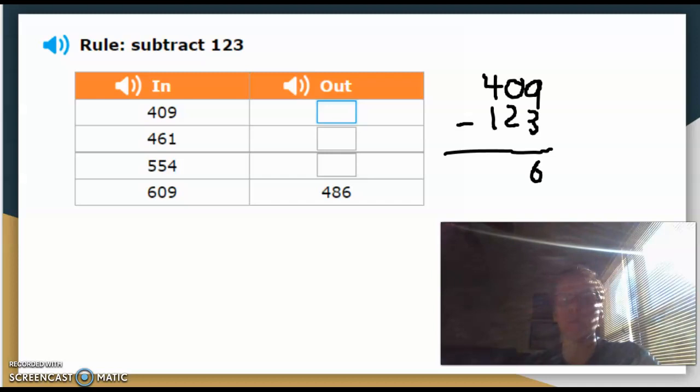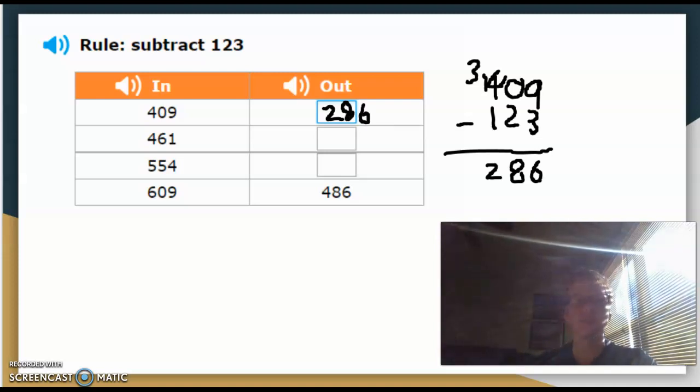If I go to the tens place, I can't take away 2 from 0, so I have to borrow from the hundreds place, and that turns into 10. Take away 2 is 8. And then 3 take away 1 is 2. So my answer is 286. So 286 goes in this box.